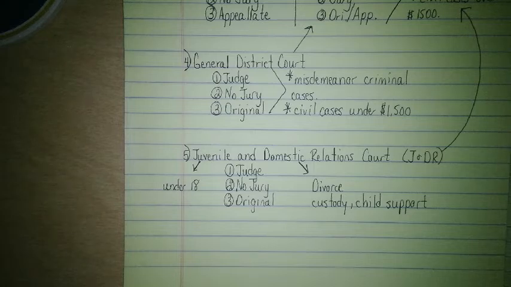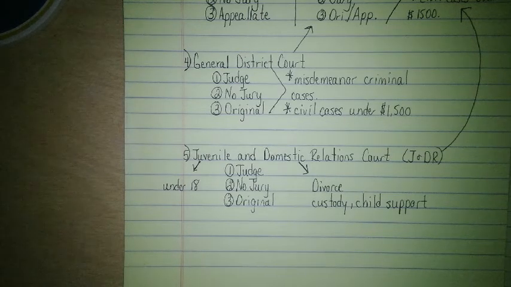Okay? As far as the structure of it, you should know it has a judge. Obviously, there's no jury, and the only type of jurisdiction it has is original. Guys, the lowest courts in the counties can only have original jurisdiction because you can't appeal down, can you? You can only appeal up. So the lowest courts don't need appellate jurisdiction. There ain't nobody to appeal it to them.